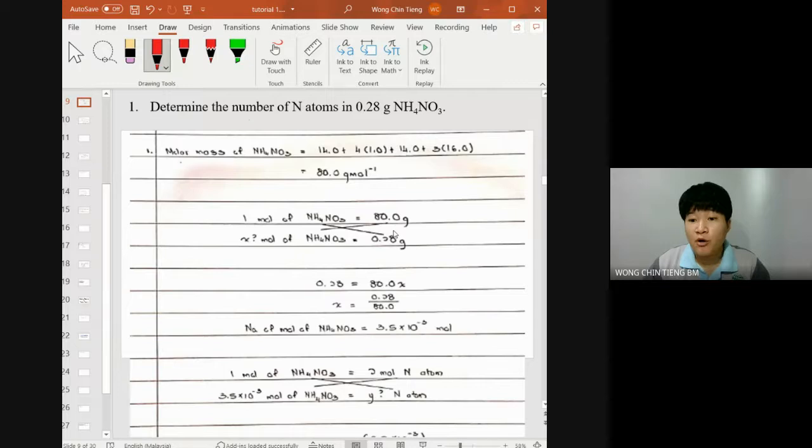Not more on technique, more on how your friend answers. So that means the number of N atoms in 0.28 g of ammonium nitrate. Okay, the question we already discussed. So let's just look back at how your friend answered.